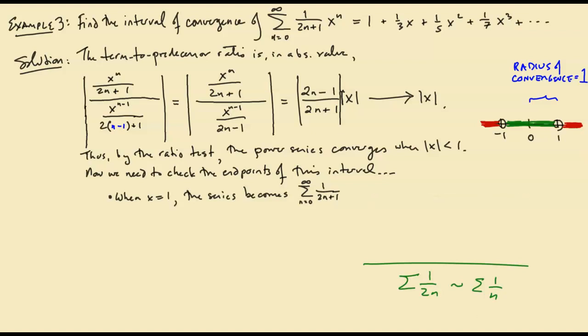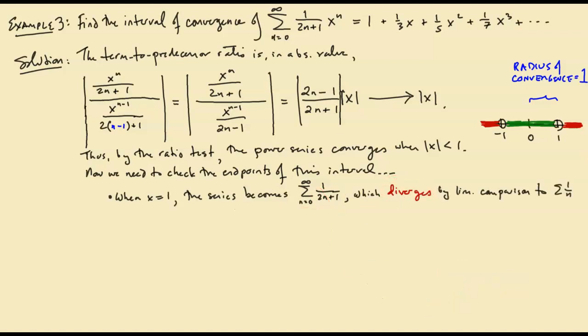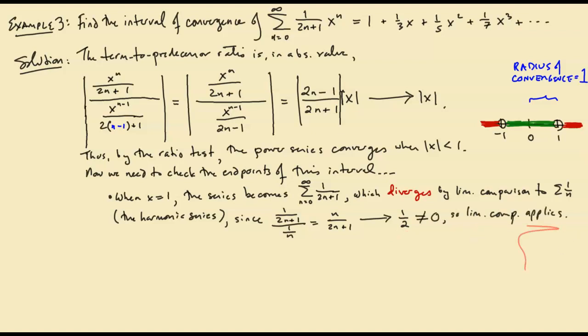Well, we're going to use a limit comparison test. So let's write that down. The series becomes this, which diverges. Why? By limit comparison with what? This series. Well, why does that diverge? Because it's the harmonic series, which everyone knows diverges. Okay, but why does the limit comparison test apply? Since if I take the ratio of the general terms of those two series, which of course simplifies to n over 2n plus 1, I find that in the limit, it goes to a constant 1/2, which is not 0. So the limit comparison test does indeed apply. Good. So we know that in my picture up here, at 1, we get divergence.